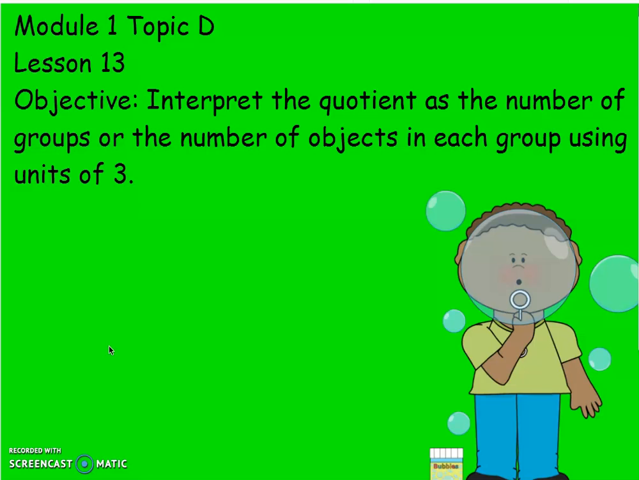So Mr. Adam, what are we going to learn in lesson 13? Well, that's right here under the objective. We're going to interpret the quotient, which is the answer. So we're going to interpret the answer, the quotient, as the number of groups or number of objects in each group using units of threes. So we're going to do a bunch of problems involving the number 3 today.